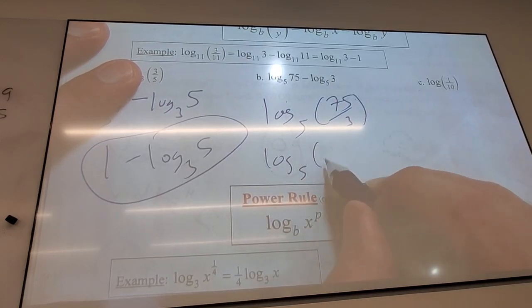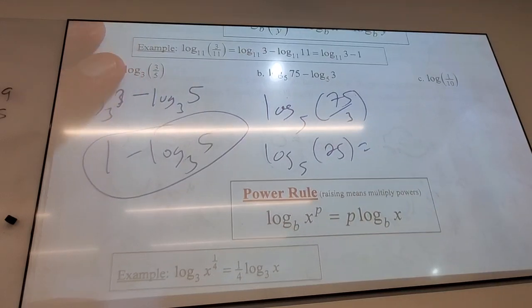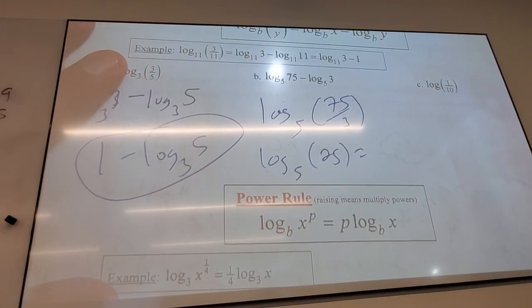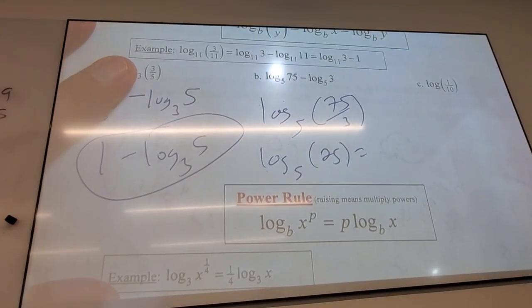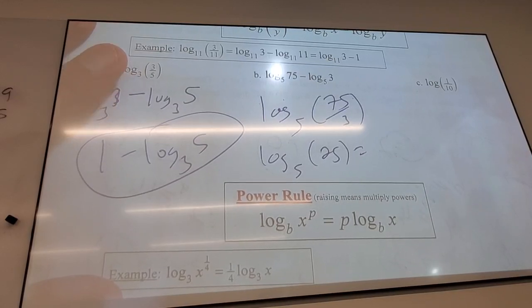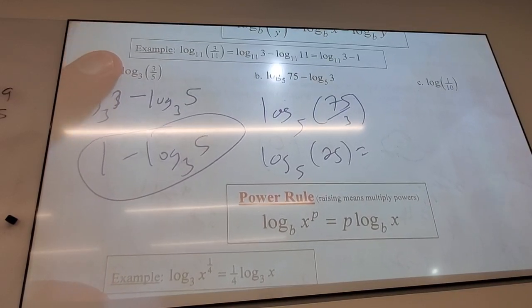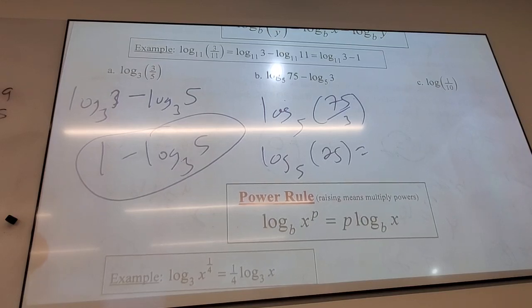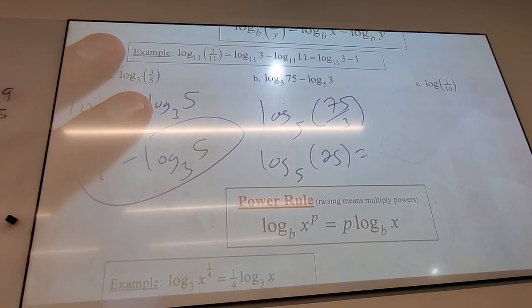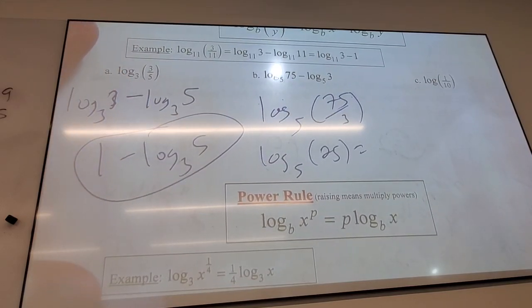So that's log base 5 of 25. And what's the log base 5 of 25? 2. Good, because you ask yourself, what power does 5 need to become 25? That's the question the logarithmic symbol represents. So math is really just shorthand for a bunch of long questions. We just have to remember what the questions are.